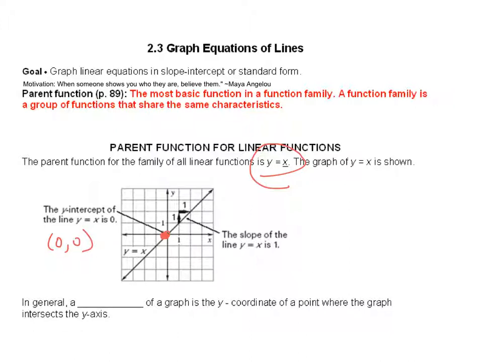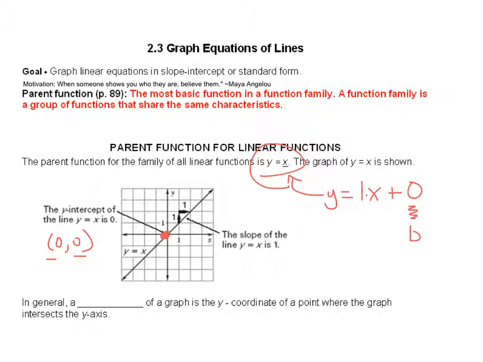The other key feature of this graph, if I'm looking at this equation, I could actually rewrite it. It's going to be y equals 1x plus nothing. So we're beginning to understand where that 0, 0 comes from. It's the fact that our y-intercept, or our b value in the equation, is 0.